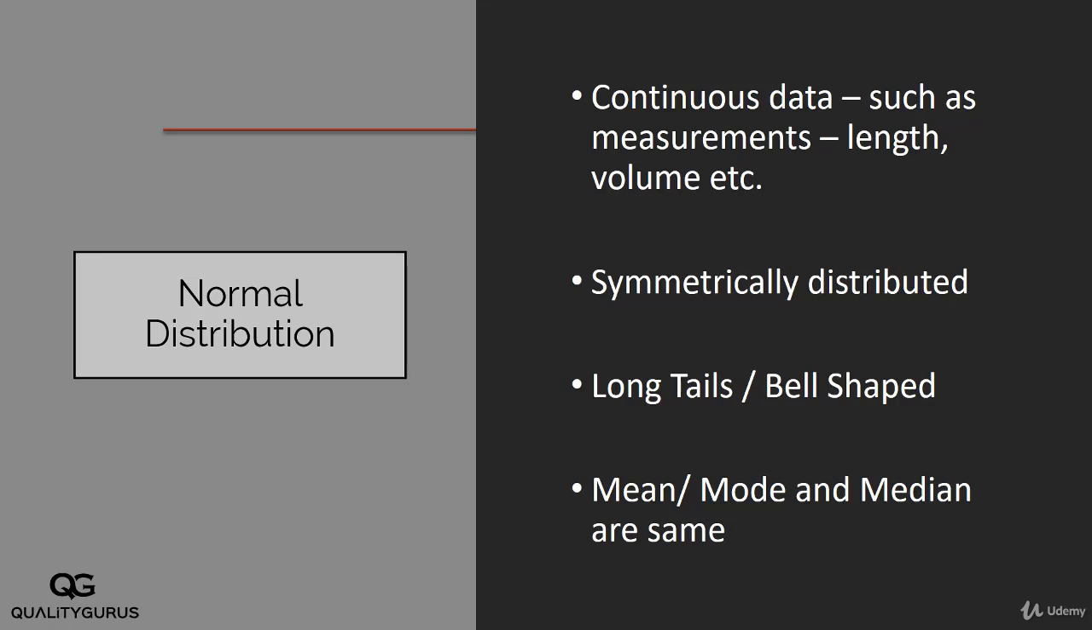Normal distribution is symmetrically distributed. This is also called a bell distribution because the shape of this distribution is just like a bell. We will look at that. This distribution has long tails and it's bell shaped. In this distribution, the mean, mode and median are the same, which we earlier talked about. When we talked about basic statistics, we talked about mean, mode and median. But in case of normal distribution, we say that mean, mode and median are at the same place. So these are some of the characteristics of a normal distribution.